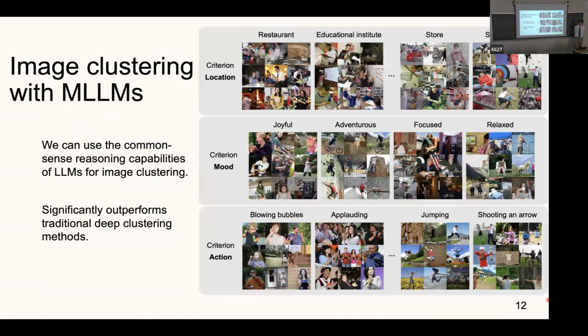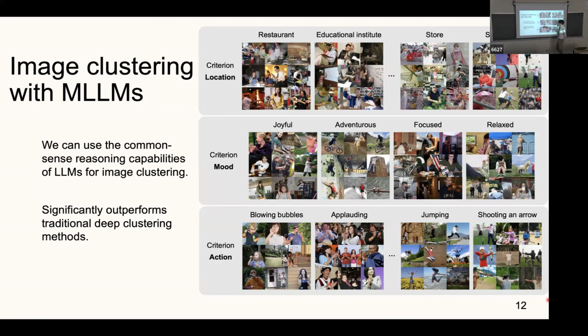So then what we did is here's a result of what we did. We have the user specify the clustering criterion in natural language. So these 3 rows represent the same data set clustered in 3 different ways. In the first row, the user specifies the criterion to be just the location. And then it clusters the images based off the location of the activity. So restaurant, educational institute, store, sports facilities. Those are the clusters that arose from this clustering algorithm.